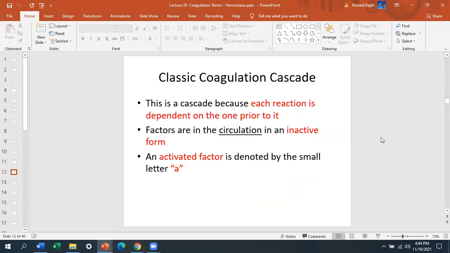Okay, so in this cascade, each reaction is dependent on the one prior to it. The factors that are in circulation in your blood are in an inactive form. So you have factors like fibrinogen, prothrombin, and so on. Those are factors in your blood. But when it's needed and the coagulation cascade is activated, those factors are denoted with an A, like 12 goes to 12A, 11 goes to 11A, factor 5 goes to 5A, etc. The activated form is denoted with an A.